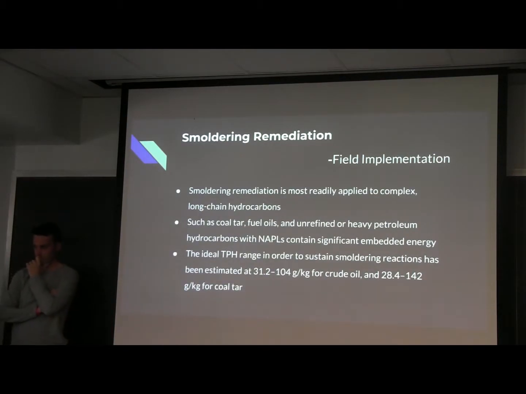Smoldering remediation is most readily applied to long-chain hydrocarbons, such as coal tar, fuel oils, and unrefined or heavy petroleum hydrocarbons, with non-aqueous phase liquids that contain significant embedded energy. An ideal range in order to sustain a smoldering reaction has been estimated at 31.2 to 104 grams per kilogram for crude oil and 28.4 to 142 grams per kilogram for coal tar.